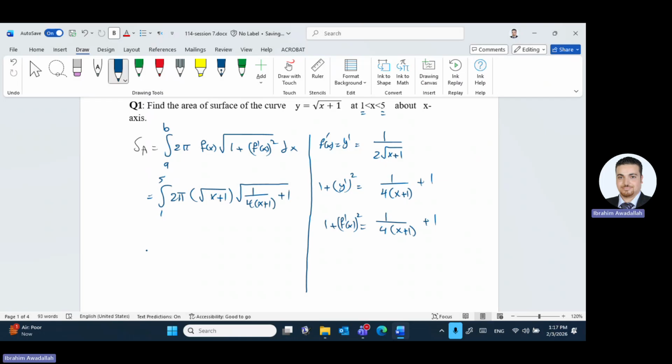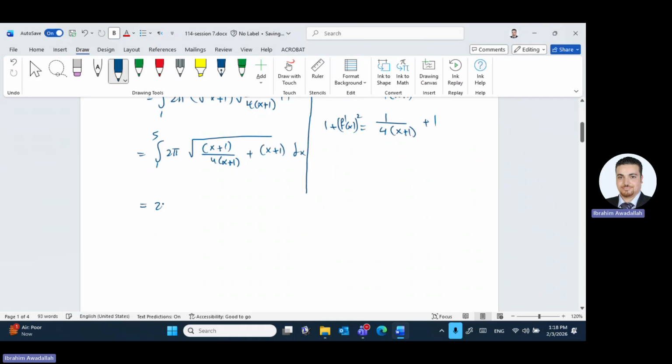Since I have a root here, I can make this only one root, multiplying x plus 1 here and here, don't forget that. So this will give me x plus 1 divided by 4 times x plus 1, plus multiplying x plus 1. So I multiply 1 time here, 1 time here, x plus 1, dx.